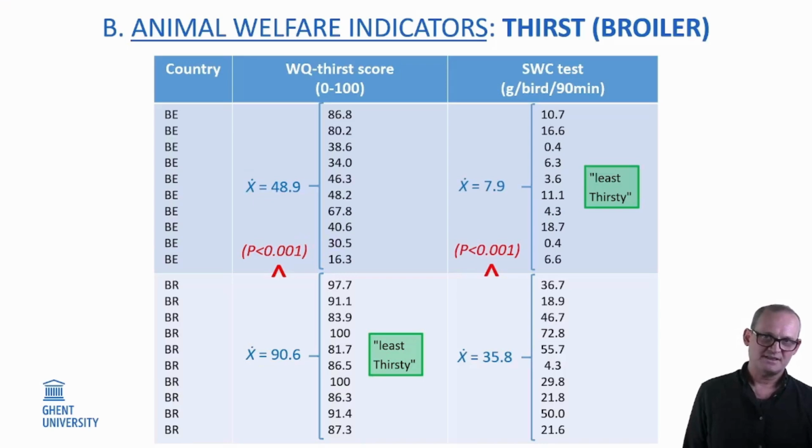However, when we did the spontaneous water consumption test with the open drinker from which the animals could drink, and then see how much they drank from it, much more was drunk on the Brazilian farms than on the Belgian farms. So if we use our spontaneous water consumption test, we would say the Belgian farms are having less of a problem with animals being thirsty, but if we would have used the welfare quality test, we would have come to the exactly opposite conclusion, that the Brazilian farms are the farms where the animals are less likely to be thirsty.